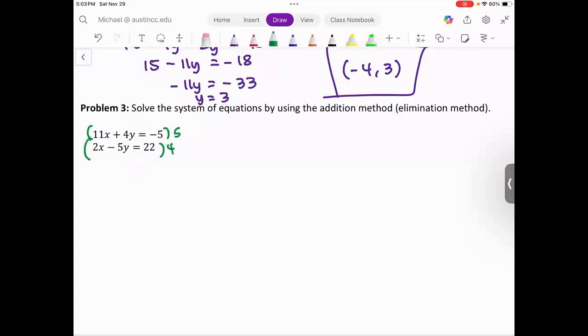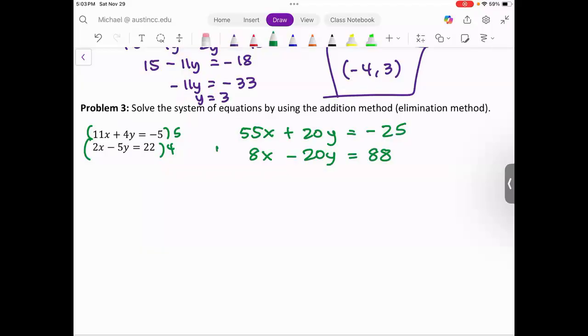So the way to do that is we multiply our first equation by 5 and our second equation by 4. Now make sure to do it all the way across. So the first equation is going to give us 55x plus 20y equals negative 25. That second equation becomes 8x minus 20y equals 88.